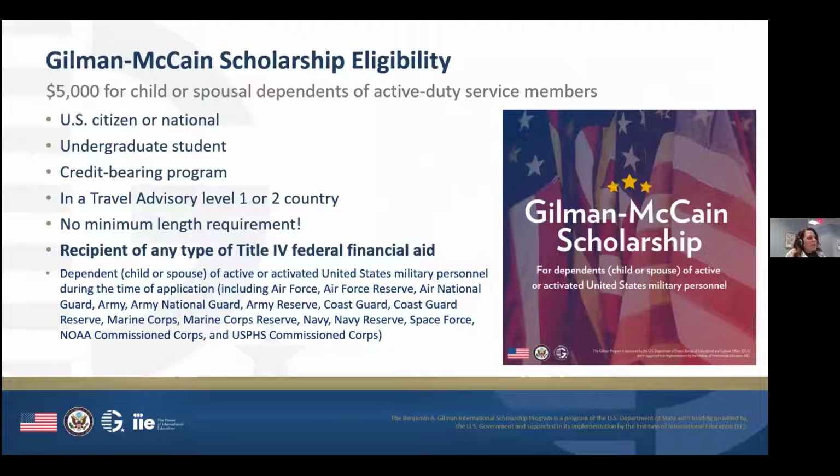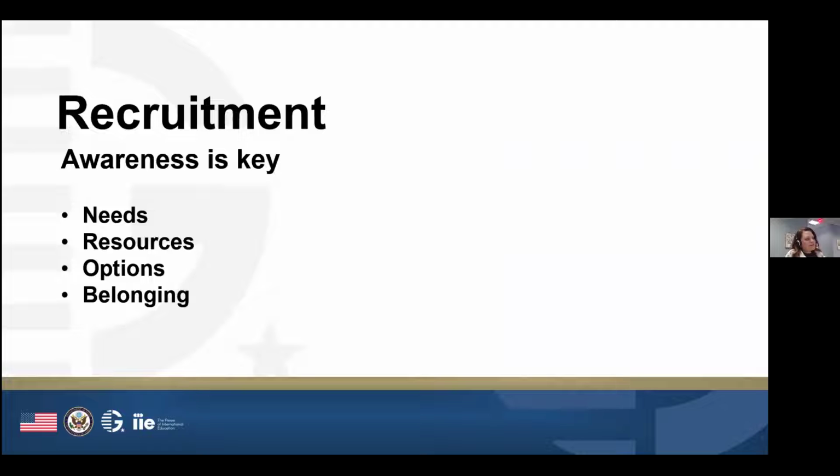And there's the Gilman McCain Scholarship as well. This is for child or spousal dependents of active military service members. Also, you must be a US citizen or national, undergraduate student, credit-bearing program, no minimum length requirement, but the student can be a recipient of any type of Title IV federal financial aid. So that is notable.